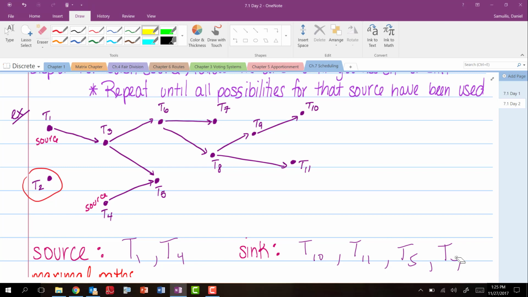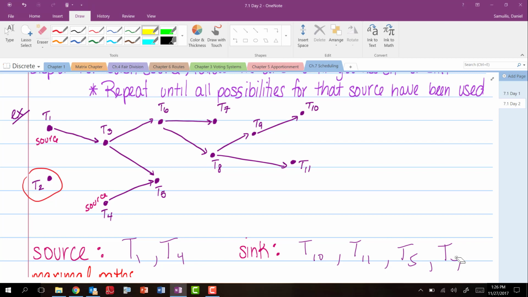Obviously T10 and 11 end because they're all the way to the right and there's nothing after them. T7 is an ender as well, and T5 just needs 3 and 4 to be done before we can do 5, and then it stops there. And this has nothing to do with dressing ourselves. There is nothing tied to this.